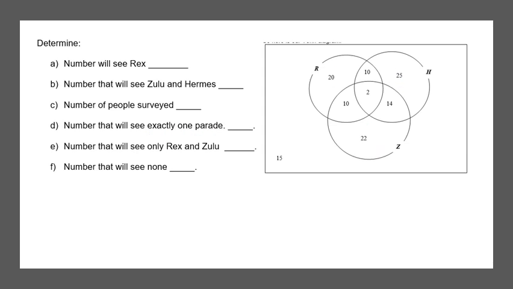The number that will see only Rex and Zulu. Now you see that? We have a key word here. You know these people are not seeing Hermes. So you have to be in a Rex and Zulu circle. So you're in both of them. But the problem is these two people are seeing Hermes. And these are only Rex and Hermes. So only Zulu. Apologize, Rex and Zulu, 10. So the answer is 10.